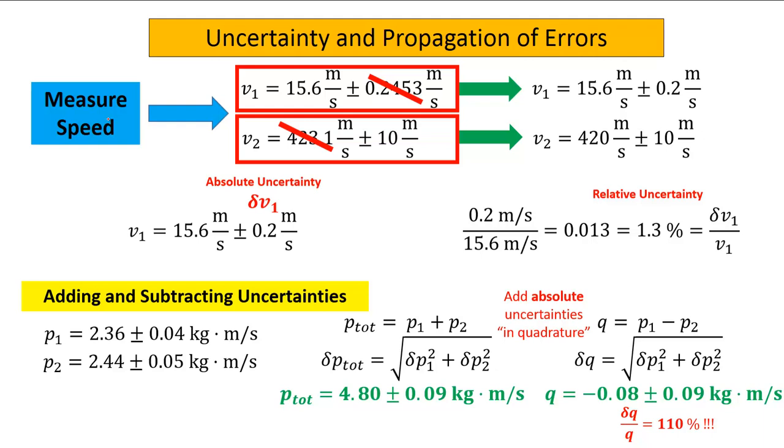But notice now that the relative uncertainty, delta Q over Q, is in fact 110% now. So the absolute uncertainty is the same as when I added, but the measured value is actually much smaller in this case. And so when you subtract numbers with uncertainties, you can end up with really large relative uncertainties, particularly if the numbers are really close to each other. So keep that in mind.